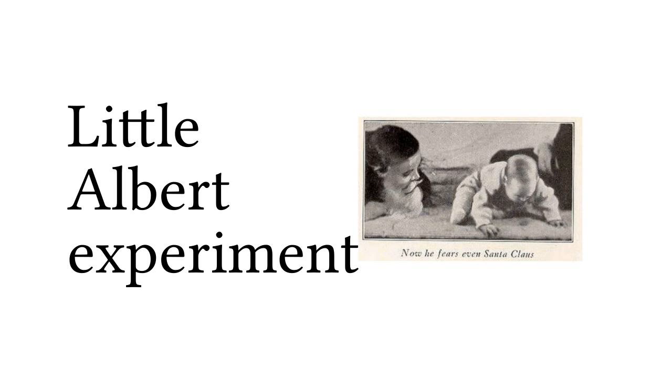For the experiment proper, by which point Albert was 11 months old, he was put on a mattress on a table in the middle of a room. A white laboratory rat was placed near Albert and he was allowed to play with it. At this point, Watson and Rayner made a loud sound behind Albert's back by striking a suspended steel bar with a hammer each time the baby touched the rat. Albert responded to the noise by crying and showing fear.